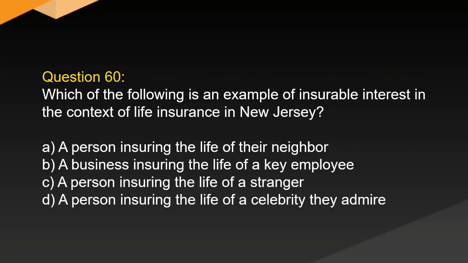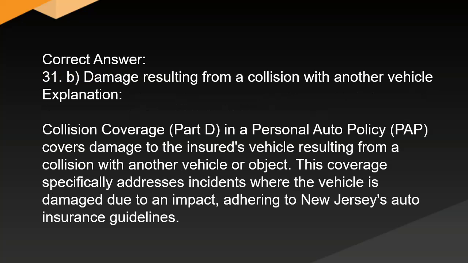Question 60. Which of the following is an example of insurable interest in the context of life insurance in New Jersey? A. A person insuring the life of their neighbor. B. A business insuring the life of a key employee. C. A person insuring the life of a stranger. D. A person insuring the life of a celebrity they admire.